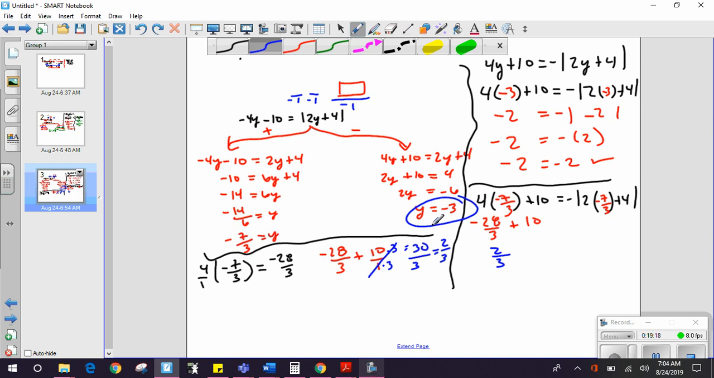Again, if you need assistance with fractions, please come get some help. So we know what the left side equals. It's 2/3. Now we have to focus on the right hand side.